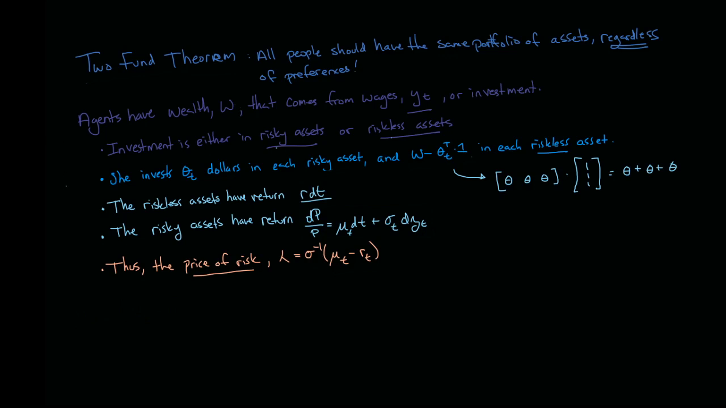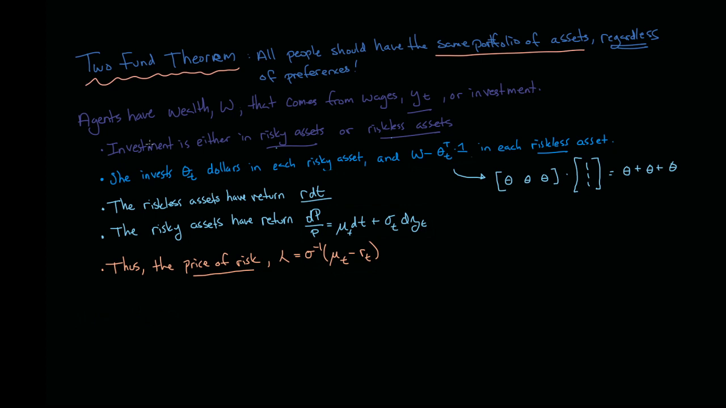Tonight, I want to prove the two-fund theorem. The two-fund theorem states that all people, no matter what their actual preferences, should buy the exact same portfolio of assets. They might buy more or less of the risky and the riskless asset, but when they buy risky assets, they should buy the exact same bundle, all of them. And this is going to go over a lot of the basic techniques that I think we're going to need to know for passing the test, and so that's good.